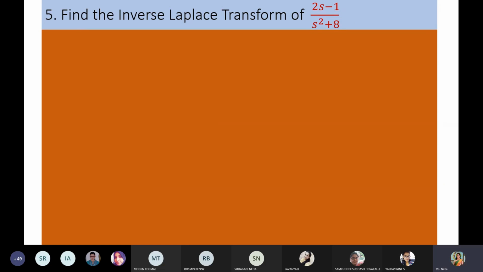Laplace transformation of this function. Now tell me how to do this. Since the denominator is s square plus 8, we can make it as s square plus a square. So it can be the formula for either sine or cos. But what about the numerator? Any idea what we will do for the numerator, since we have 2s minus 1?